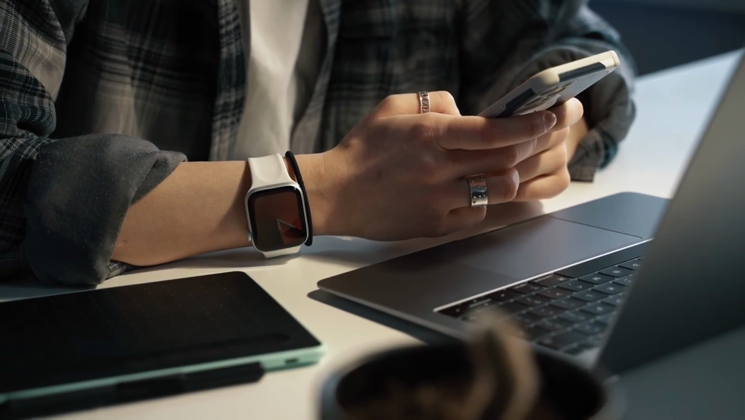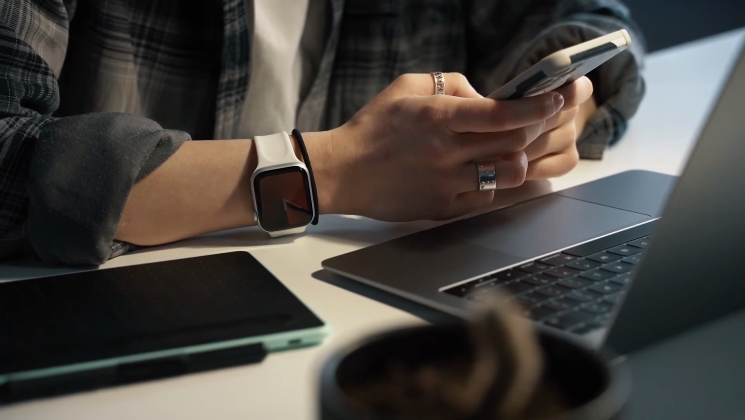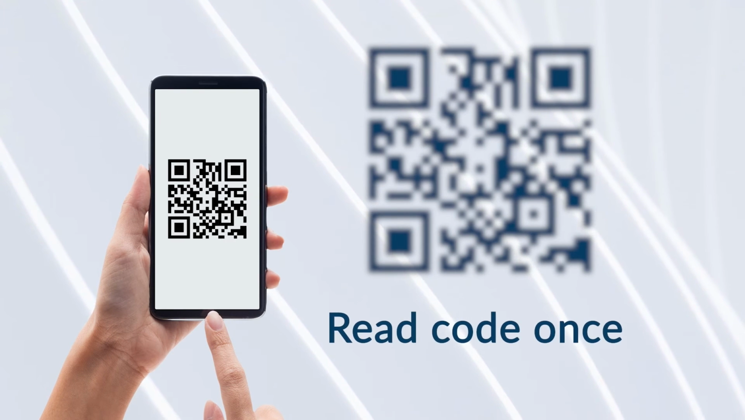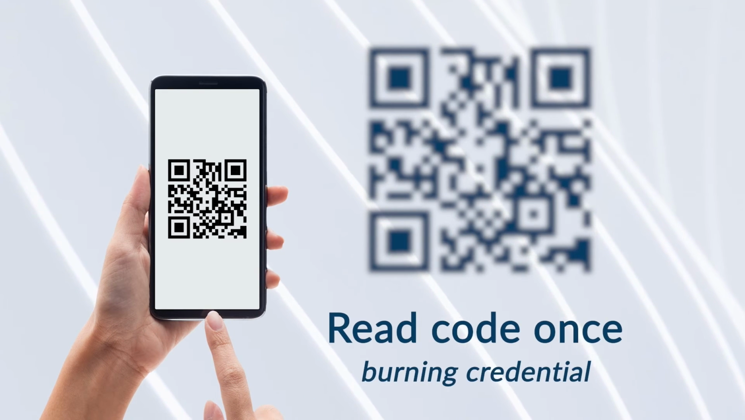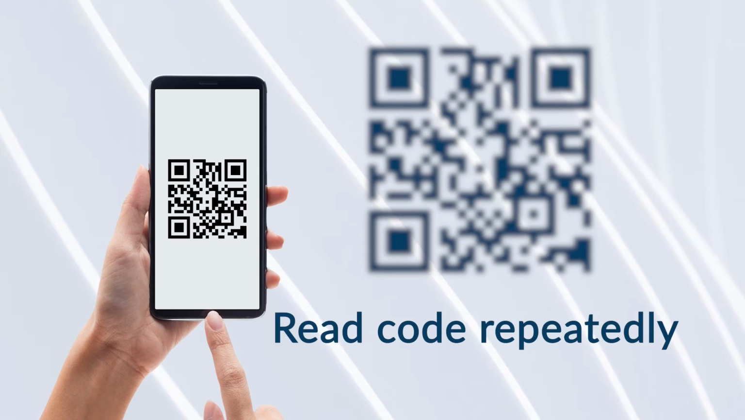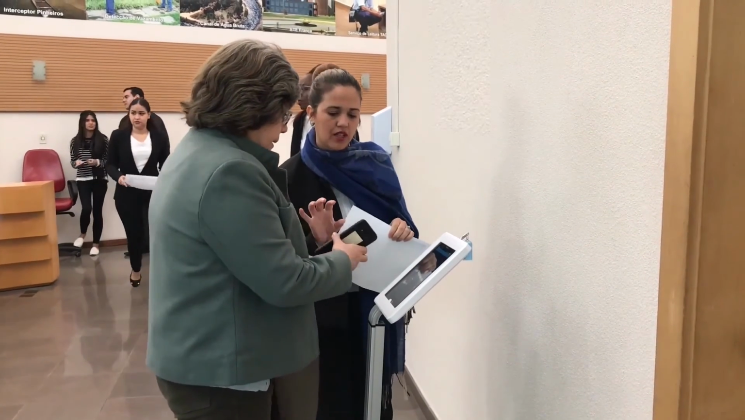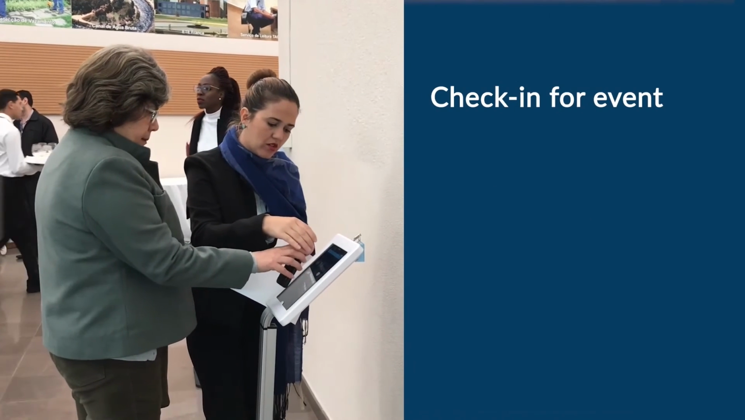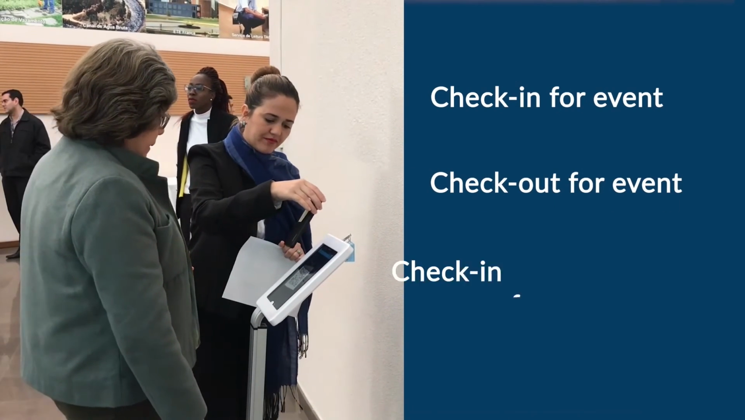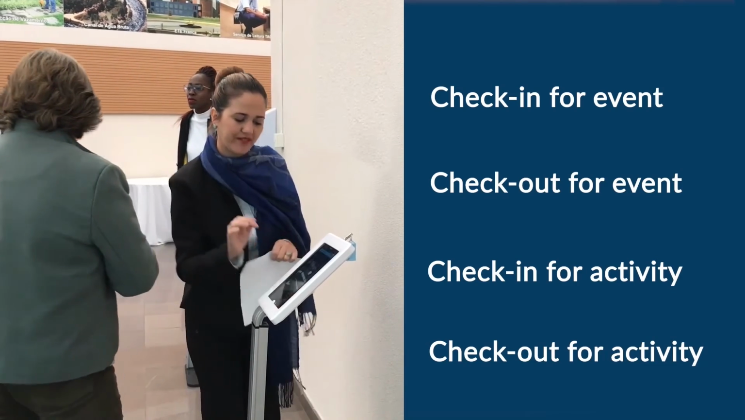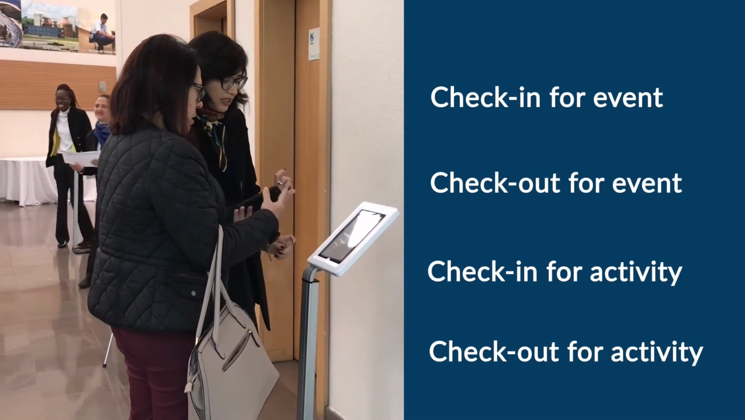Moving on, you'll be required to set up the access control settings. There are two options for reading the QR codes. Reading the QR code only once, which requires burning the credential, and reading the QR code repeatedly with no credential burning. Reading the QR code entails that the collectors will be able to check in for event, check out for event, check in for activity, check out for activity when reading a QR code regardless of its reading settings.